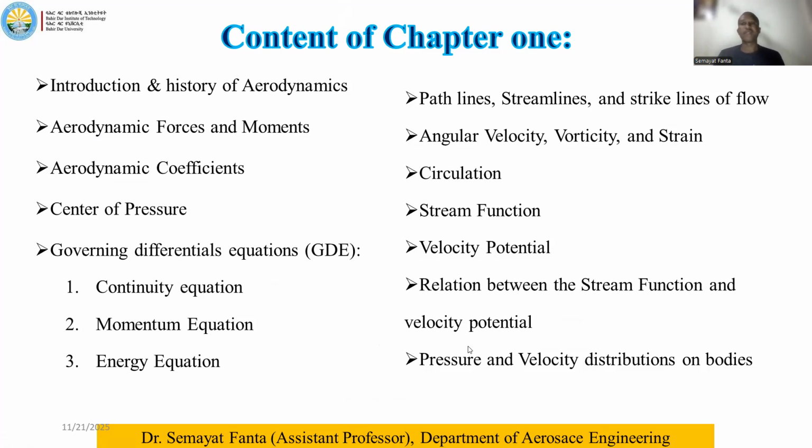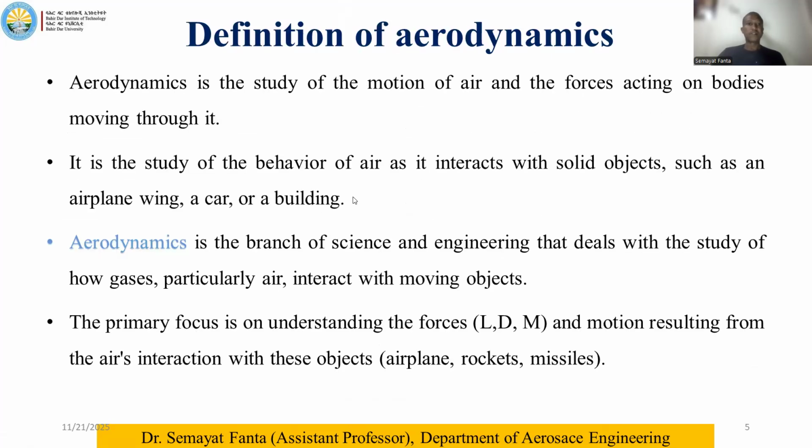The pathline, streamline, and streakline of the flow, angular velocity, vorticity, and strain, circulation, stream function, velocity potential, the relation between the stream function and the velocity potential, the pressure and the velocity distribution on the bodies, various aerodynamic properties, and the pressure, density, velocity, and also the Mach number or the sound speed are part of this discussion. So let's directly start from the definition of aerodynamics.